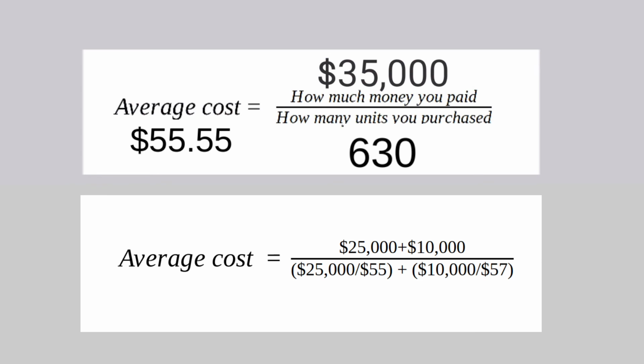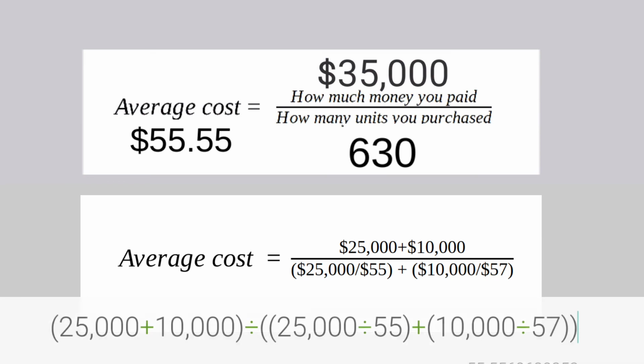The average cost per share can be expressed also like this without breaking it down into the individual steps I showed you before. Here you have on the top the $25,000 that was used to purchase stock at $55 per share, added to the $10,000 that was used to purchase stock at $57 per share. And on the bottom of the equation, you have in parentheses the two equations that find out how many shares you purchased for $55 a share and how many you purchased for $57 a share.